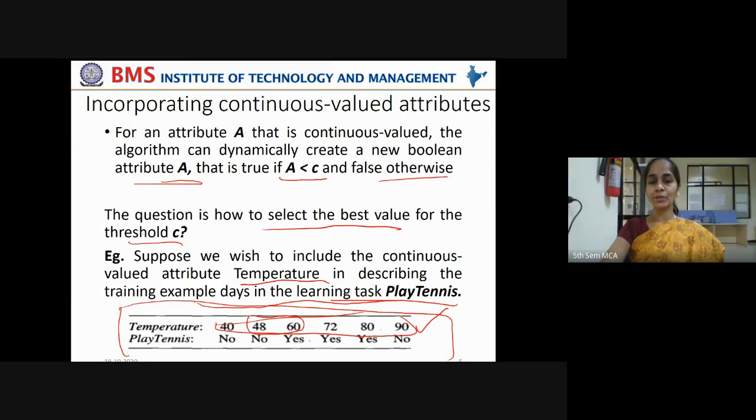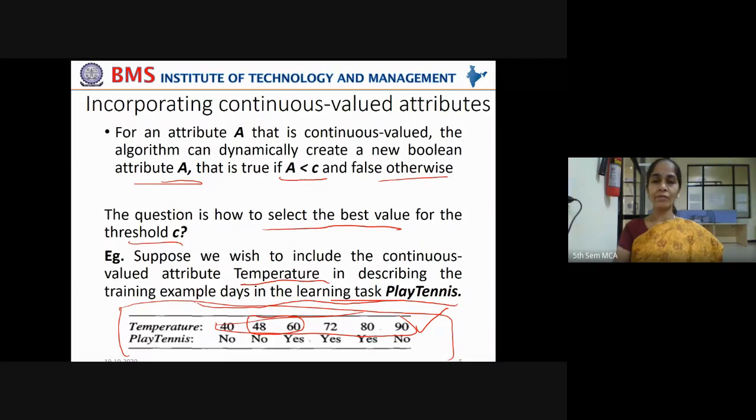Take these two values. Find out the average of those two values. It will be around 54, right? Now, take temperature greater than 54 and less than 54 as your threshold value. And see the classification. How best is the classification done? Find out its information gain. You know how to find the information gain, right? Entropy of all the training examples minus the entropy of training examples at that particular attribute value. That will give you the information gain. You have the formula in your previous slides.